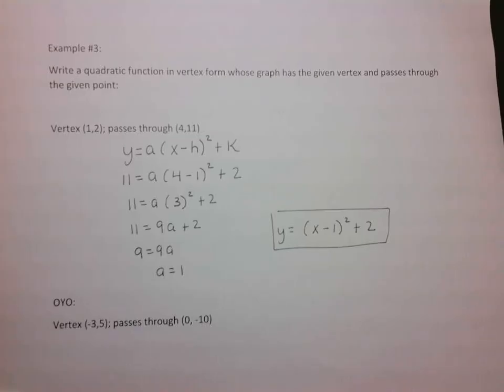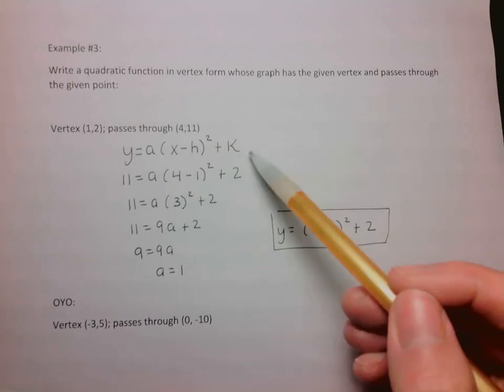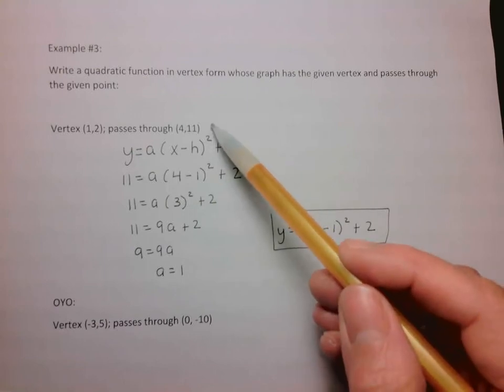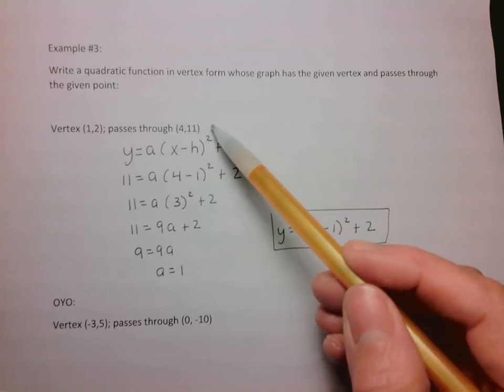And finally, example number 3. Write a quadratic function in vertex form whose graph has the given vertex and passes through the given point. So we know this is vertex form, and we know we have a graph that has a vertex at (1, 2), and passes through the point (4, 11).